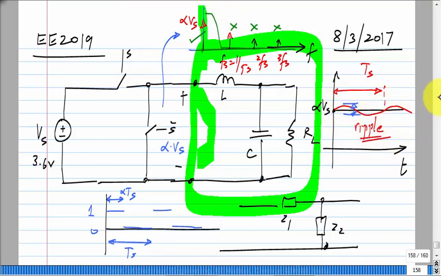Okay, so there is a ripple around the desired voltage alpha Vs, and the ripple period will be the same as the switching period, or the ripple frequency is the same as the switching frequency. Okay. Now, let us say I designed some DC-DC converter, I have chosen my L and C and so on, and I find that the ripple is too high. Maybe I want the ripple to be 10 millivolts and it turns out to be, let us say, 25 millivolts or something. So, what can I do to fix the design?